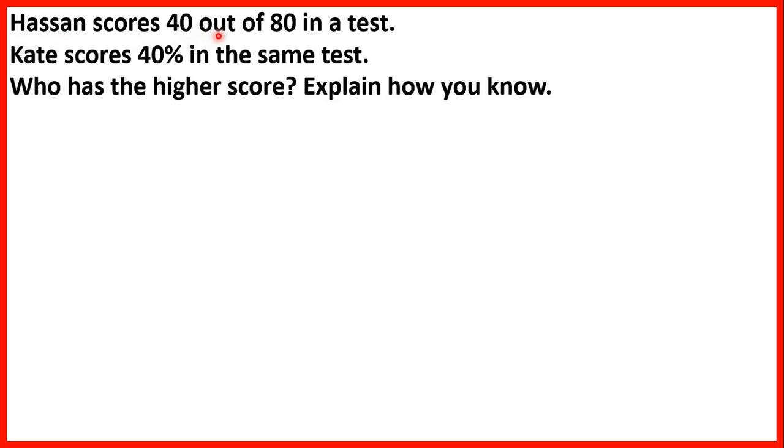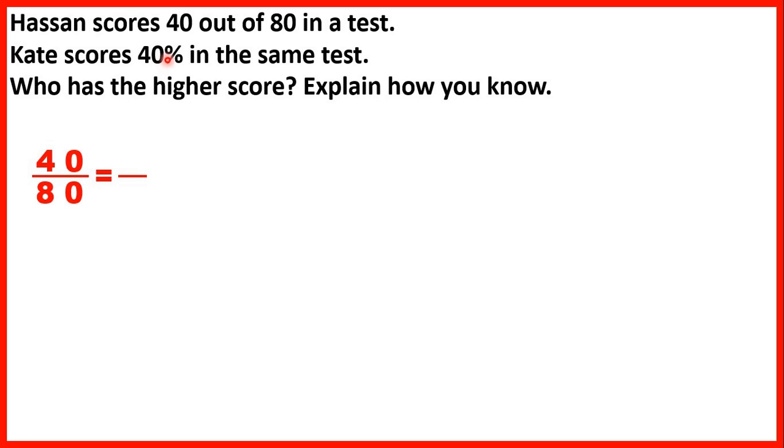Hassan scores 40 out of 80 in a test. Kate scores 40% in the same test. Who has the highest score? Explain how you know. So we know that Hassan scores 40 out of 80, so we can write that as a fraction.